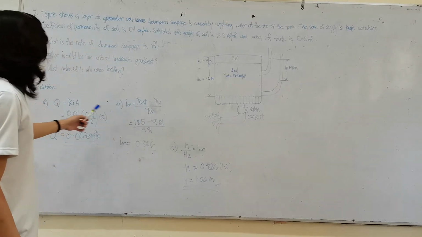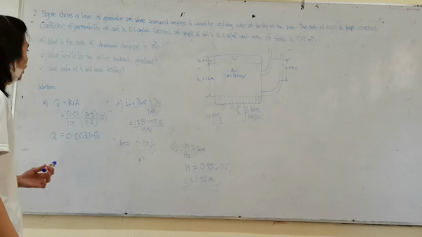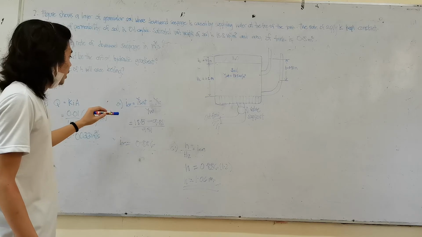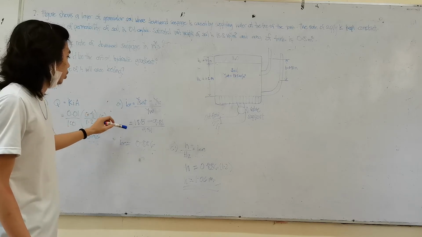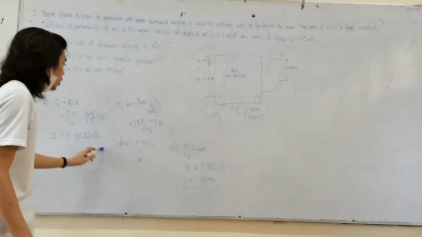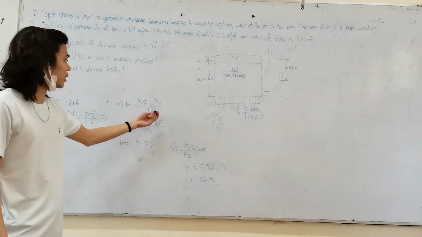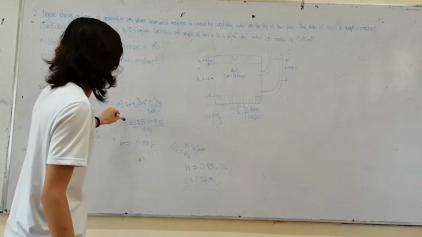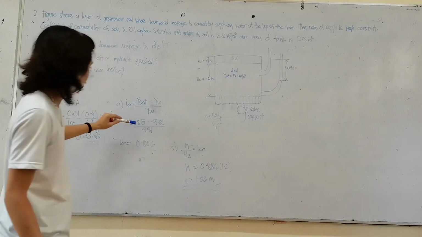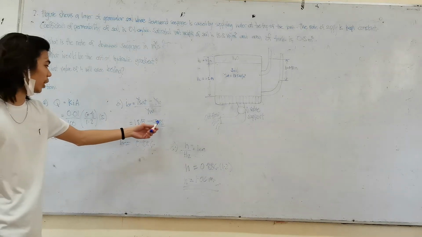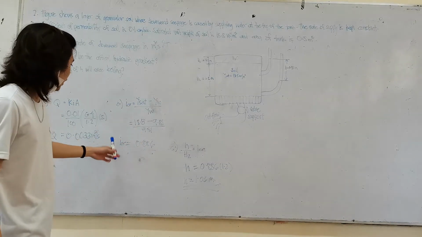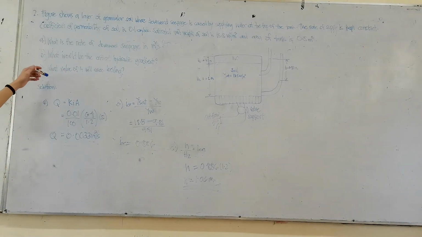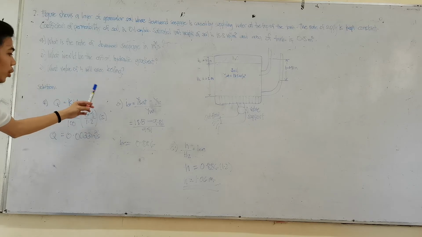For B, what would be the critical hydraulic gradient? So we have a formula here which is i critical equals (γsat minus γw) over γw. We all know that γw is equal to 9.81, the unit weight of water. It is equal to (18.5 minus 9.81) over 9.81, and i is equal to 0.886.